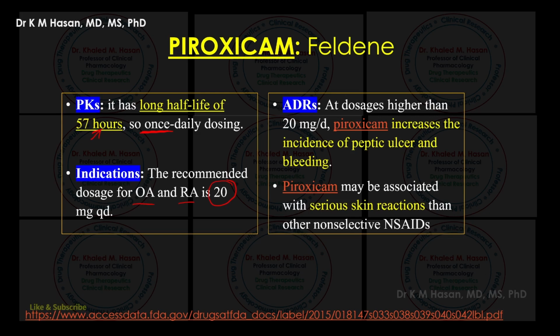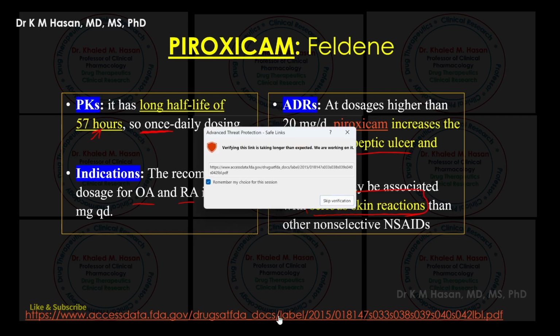Piroxicam, if you use a high dose, will increase the risk of peptic ulcer. However, Piroxicam may be associated with a serious skin reaction if you compare that with the other non-selective NSAIDs. So it is associated with a serious skin reaction here. If you click on the link here, it gives you more information.